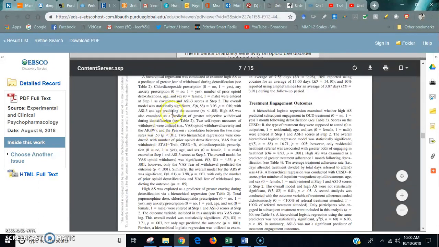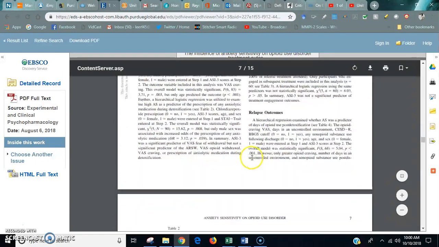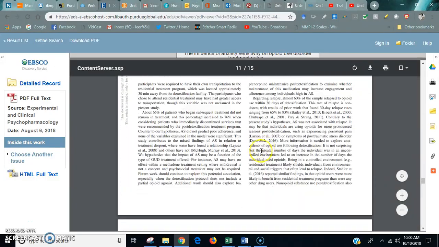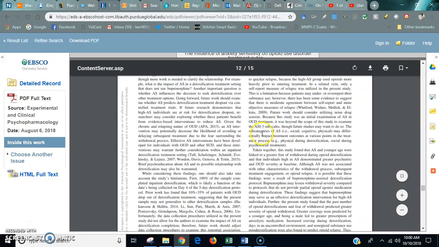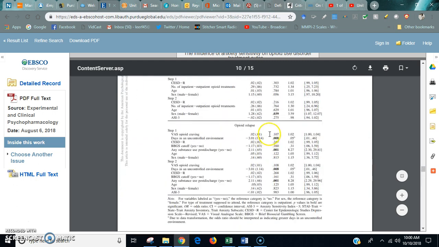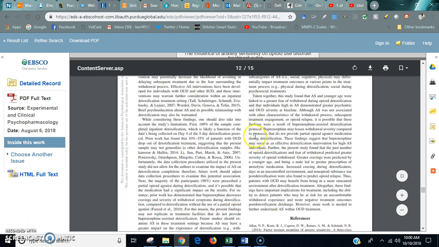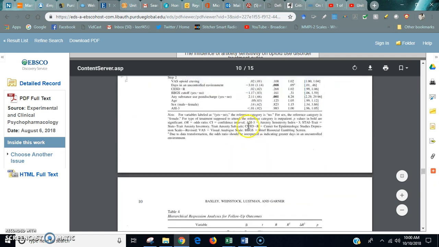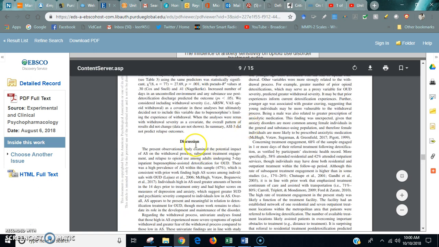So then they do the withdrawal outcomes, the treatment engagement outcomes, relapse outcomes. These are all the outcomes, lots and lots of results. And then they write, where's the title? Oh, can't even find the title for the last bit. So they just went from results to, oh, there's the discussion.